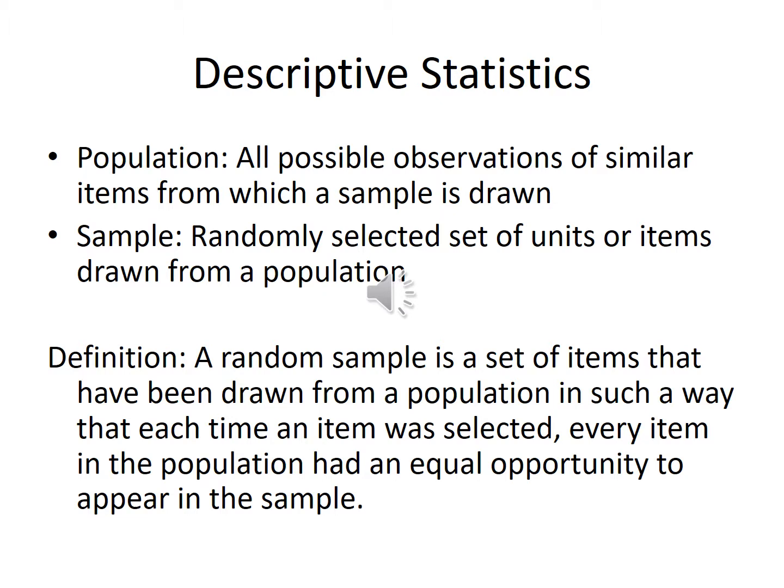Again, the population is everything we're studying, every possible observation. A sample is randomly selected from that population. And by definition, a random sample is a set of items that have been drawn from a population in such a way that each time an item was selected, every item in the population had an equal opportunity to appear in the sample. So everyone has a chance, and the odds don't change as you pull the sample.